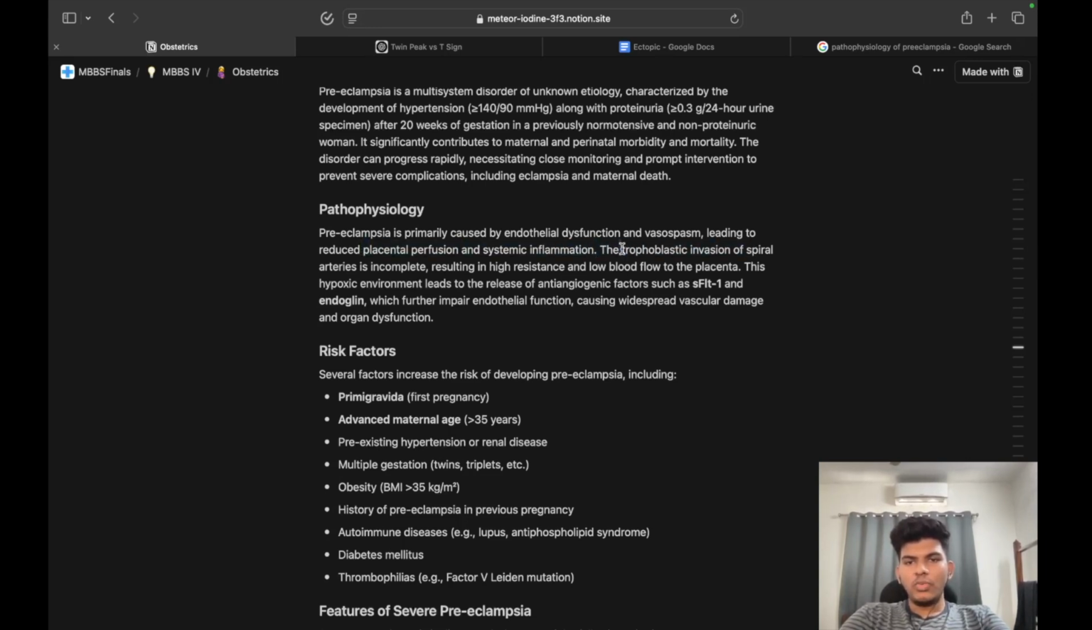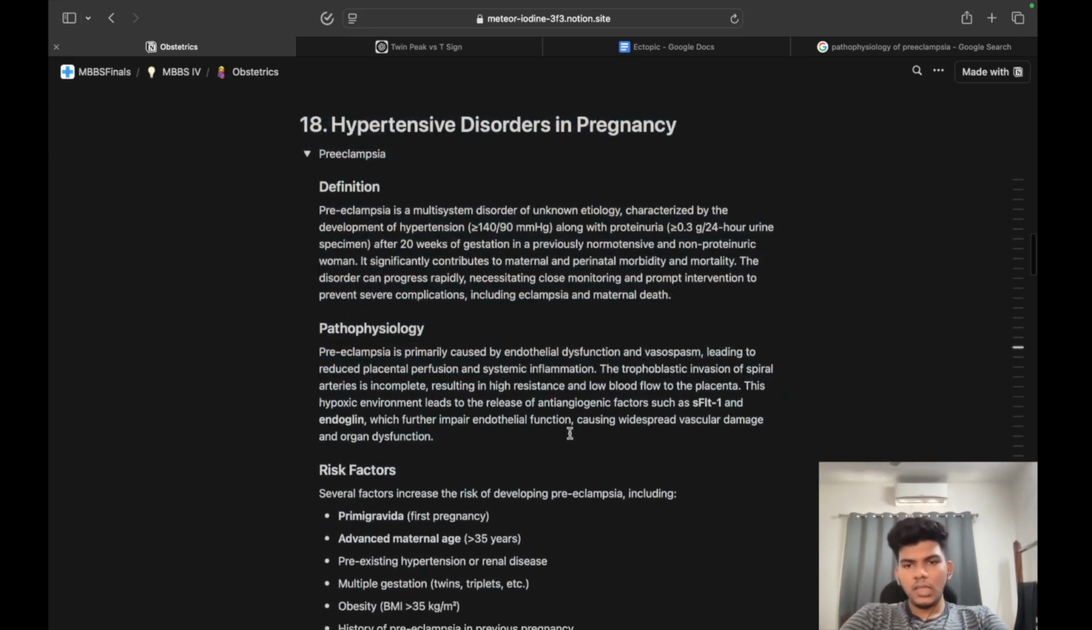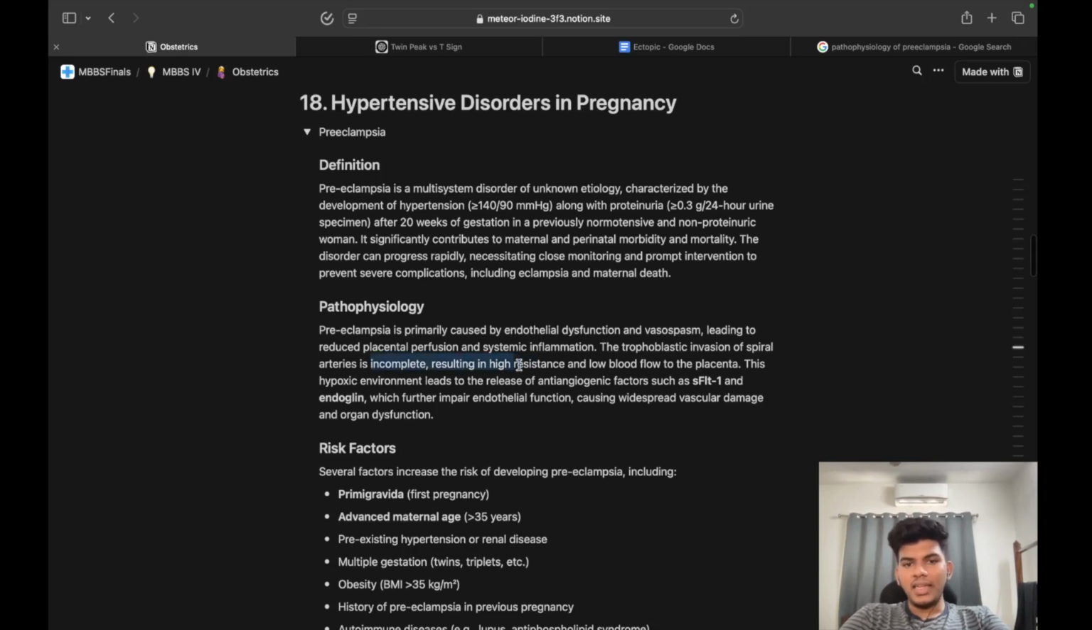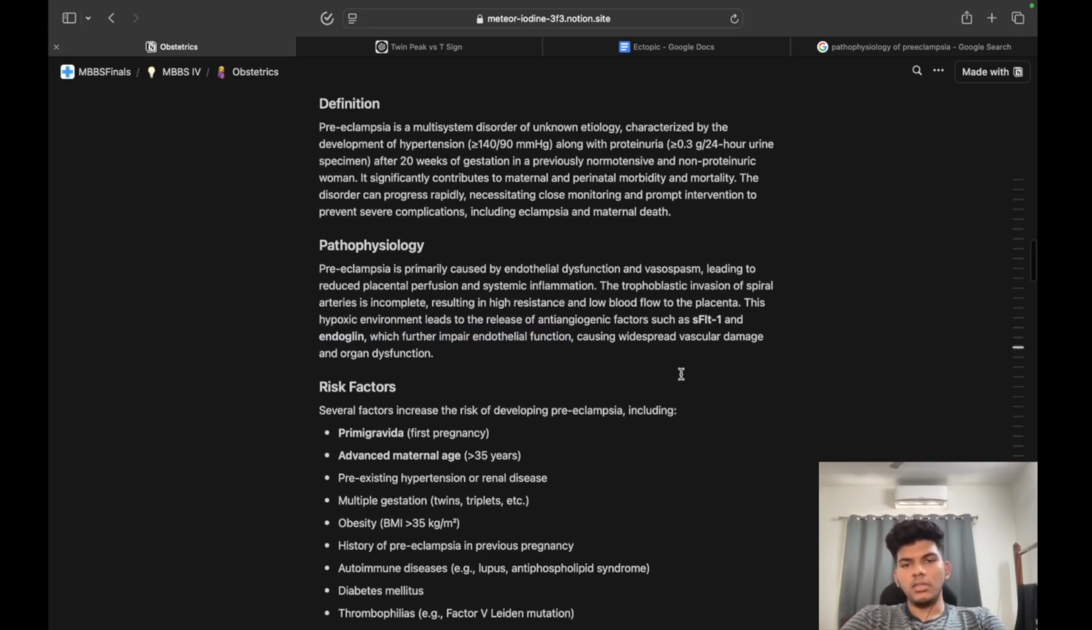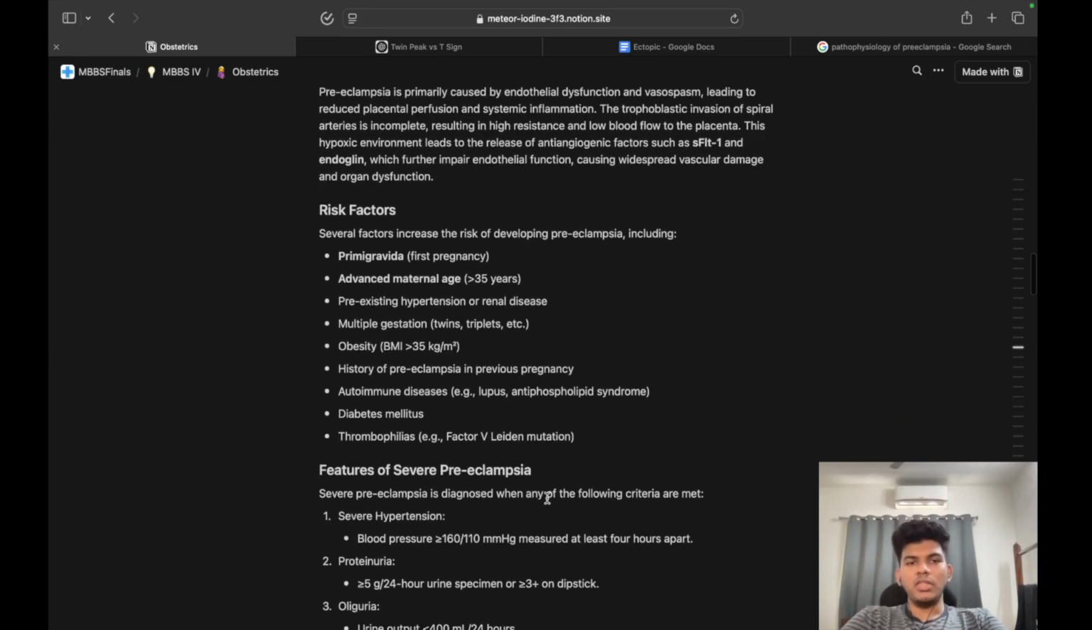So specifically, it is the trophoblastic invasion of spiral arteries which is incomplete, resulting in high resistance and low blood flow to the placenta. The spiral arteries shouldn't have so much resistance. When they do, there is low blood flow to the placenta, and this hypoxic environment leads to the release of anti-angiogenic factors such as sFlt-1 and endoglin, which further impair endothelial function, causing further vascular damage and organ dysfunction. So overall, it is the hypoxia-like situation developed because the trophoblastic invasion of spiral arteries is incomplete, and there is vasospasm and endothelial dysfunction.